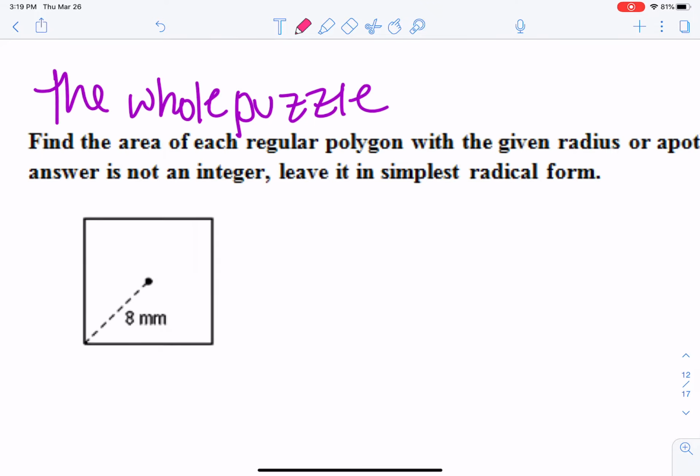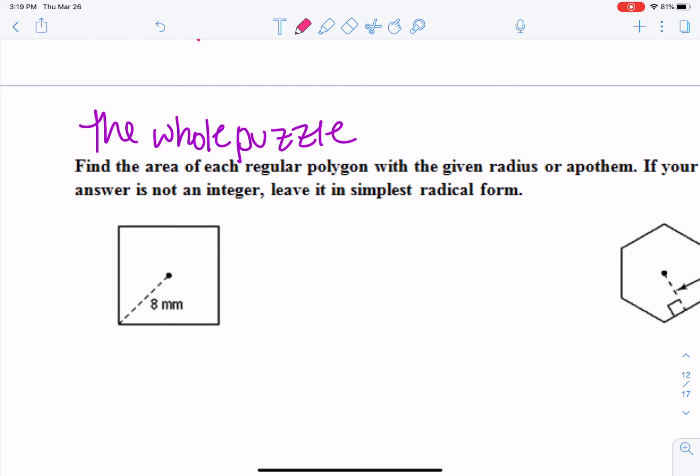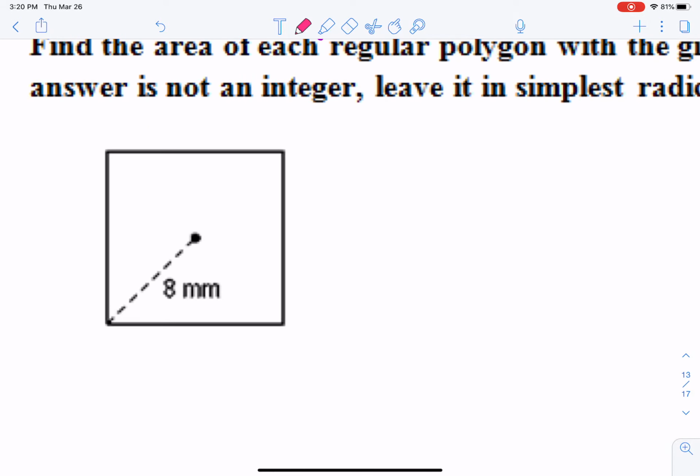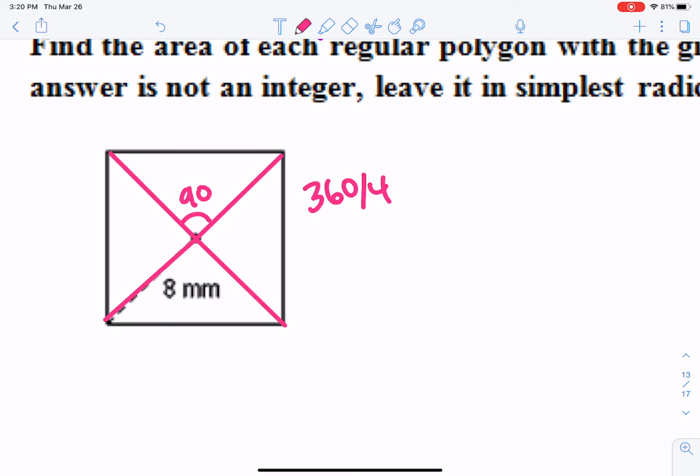So remember, we break it into triangles, find the apothem, find the angles, and go from there. I wanted you guys to see on this one a little shortcut. This does not work for all shapes, but it does in this case. I could, again, find these, do 360 divided by 4. I'd get 90. I'd cut this in half. I'd get 45. This is 8.